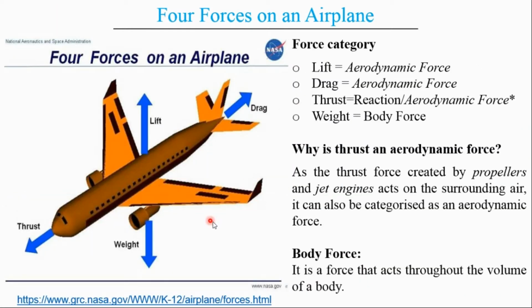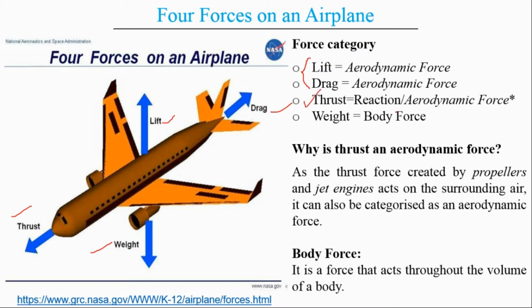So, talking about forces on an airplane, in general, we'll be discussing the four major forces acting on an airplane. Those are the lift, drag, thrust, and weight. When we try to categorize these forces based on the type of it, the lift and drag can be categorized as an aerodynamic force. We will be knowing what is an aerodynamic force in the further slide. Before that, we have thrust and weight. So thrust can be categorized as either a reaction force or an aerodynamic force, normally known as a propulsive force.